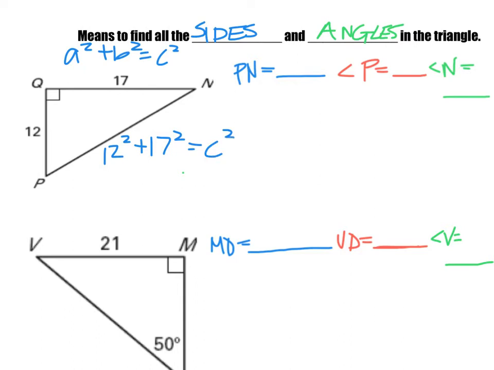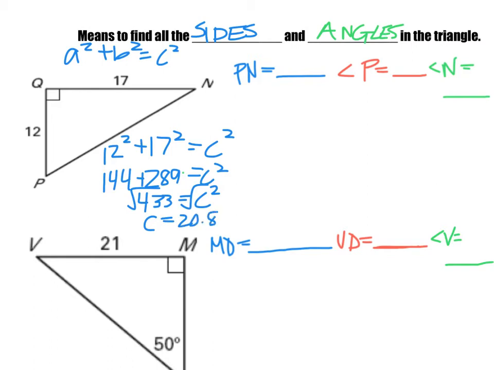12 squared is 144. 17 squared is 289. Then we're going to add those together, which is 433. And then we're going to do the square root of both sides, which is 20.8, approximately. So we found our first side.